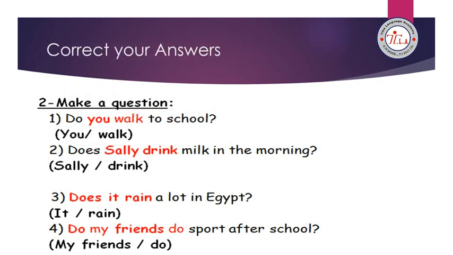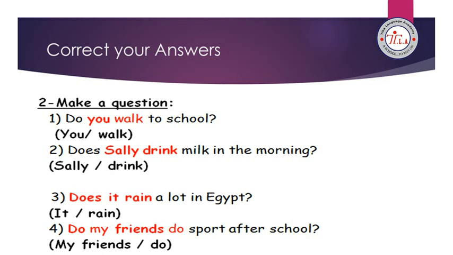Alright, let's see. Number one, he write here a subject pronoun from the strong group and walk the verb. He write do. Do what? Do you. Do you walk to school? That's it. It's too easy. Number two, you have here Sally and drink. Sally the subject pronoun and drink the verb infinitive. I start with does because Sally from the weak group. Does Sally drink milk in the morning? That's it. It's too easy.